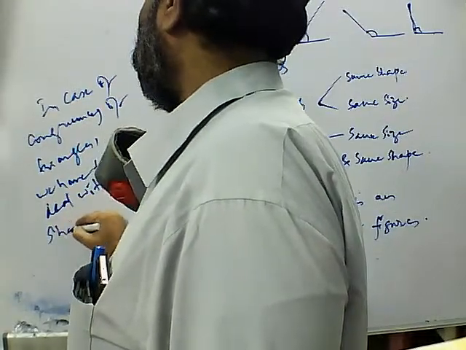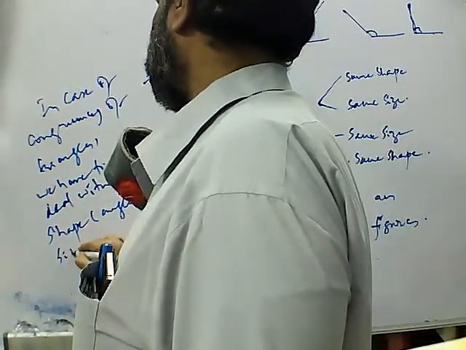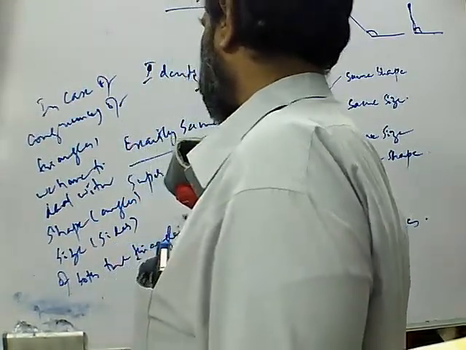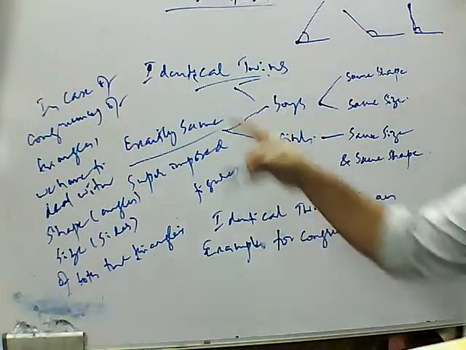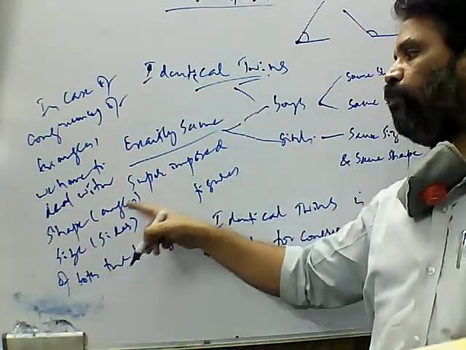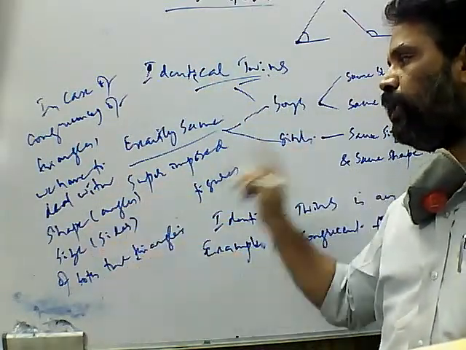We have to deal with shape, angles, sides of both the triangles. Right? In case of congruency of triangles, we have to deal with shape, angles, and sides of both the triangles.